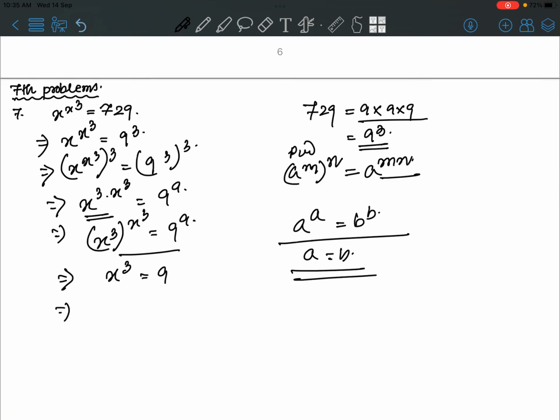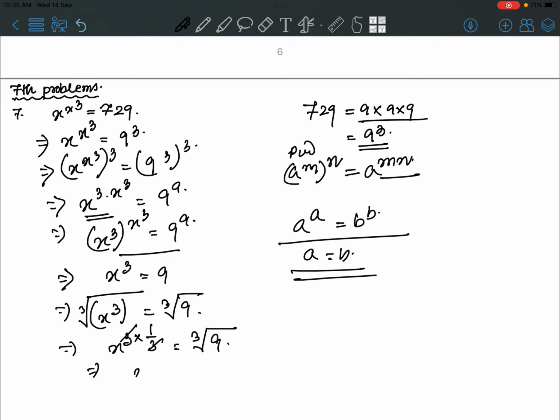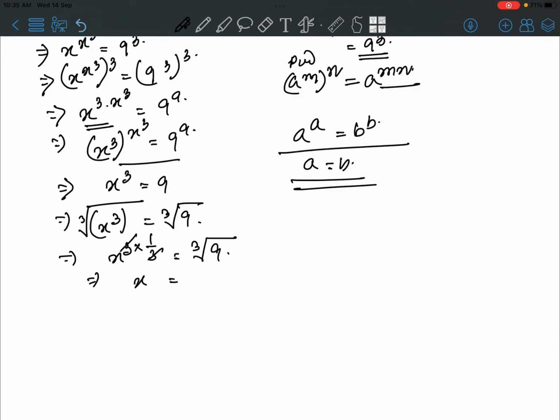Now what are we going to do? We will take the cube root of 9 on both sides. I mean the cube root means x cube to the power 1/3. Now x cube into the cube root means 1/3, so the 3 and the 1/3 cancel out. Now the cube root of 9. So x equals the cube root of 9. So this is the answer.